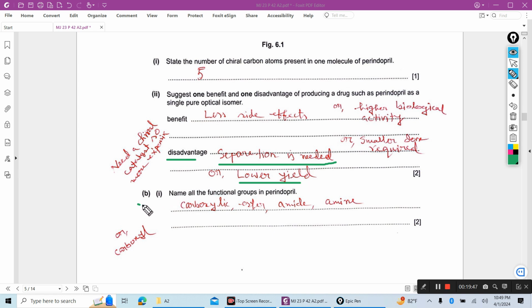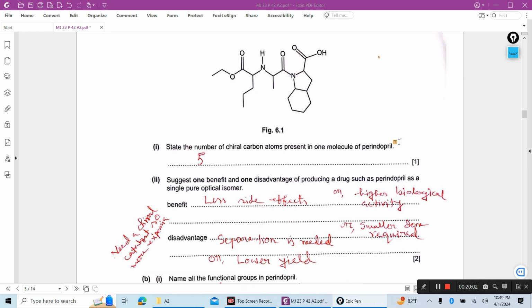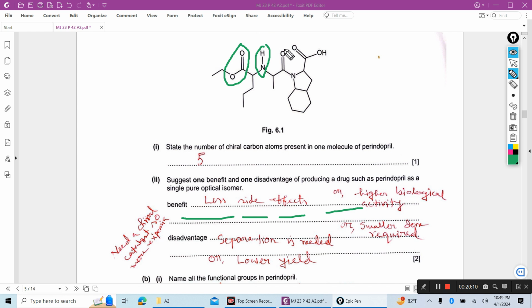Now B1, name all the functional groups in perindopril. Functional groups here: carboxylic acid, ester, amide, amine. You see, these are esters, these are amine, CONH is amide, and this is the carboxyl group. So the 4 functional groups are ester, amine, amide and carboxylic acid.